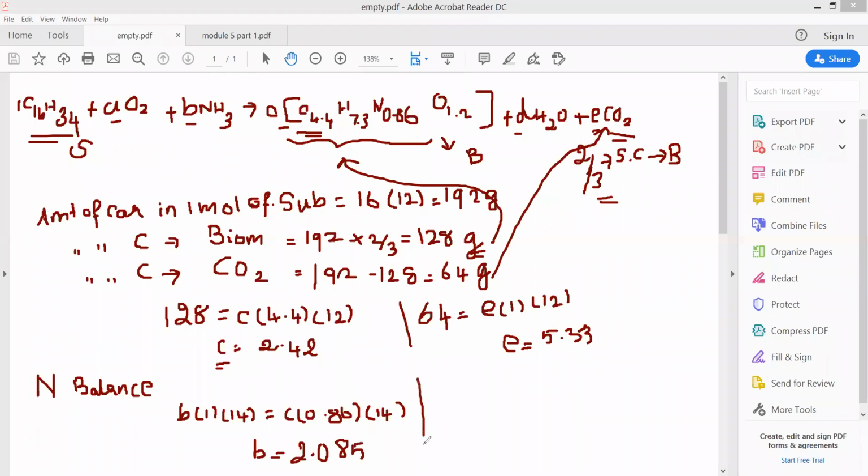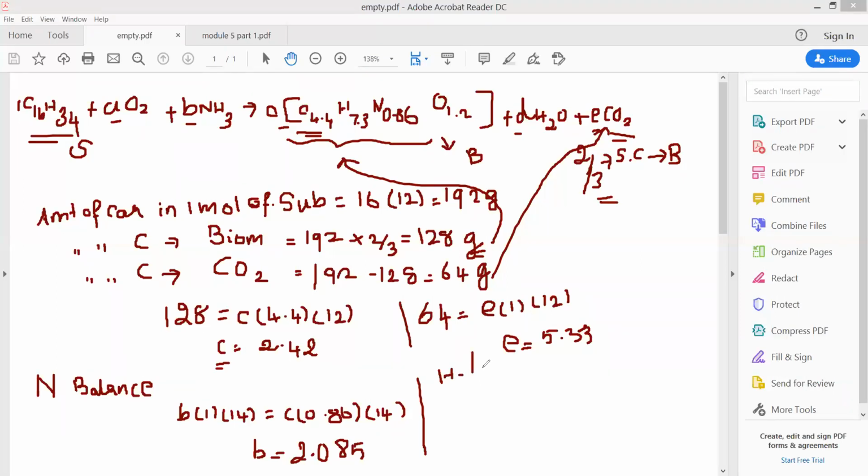Now the next, because we have not gone directly to the carbon balance, we have gone into the nitrogen balance. So B into 1 into 14 is equal to C into 0.86 into 14, for the reactants and products of N. And the next is the hydrogen balance.